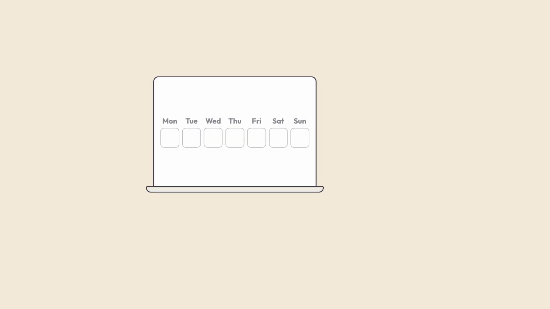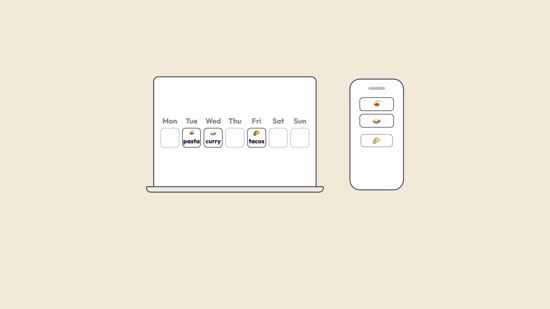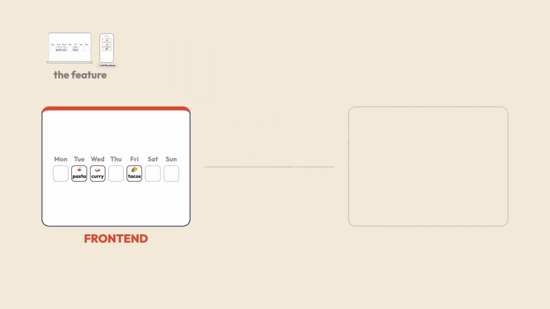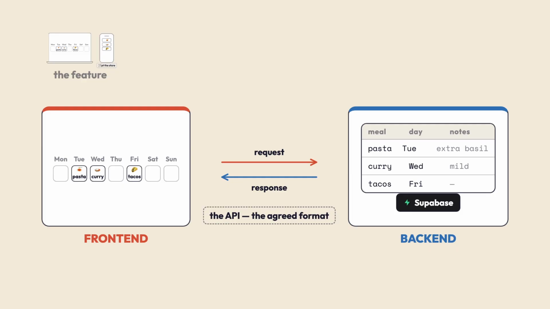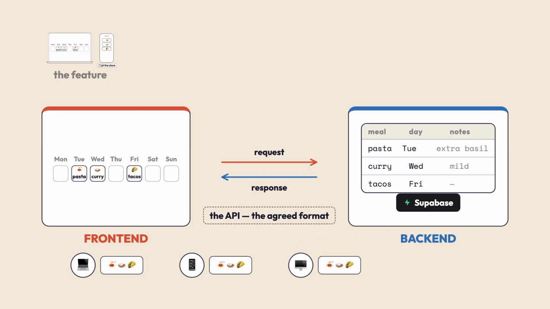Let's put the whole picture together. The feature we wanted was a meal plan that doesn't forget itself. You plan the week once, and it's waiting on whichever device you happen to open, including a phone in a grocery store. The screen you plan on is the front end. The plan itself lives in the back end, in a database, hosted on Supabase. The two communicate through requests and responses, and those messages follow an agreed format, the API. Because every device follows the same format, every device gets the same plan back. How the backend knows which plan is yours, signing in, is a story for a later video.